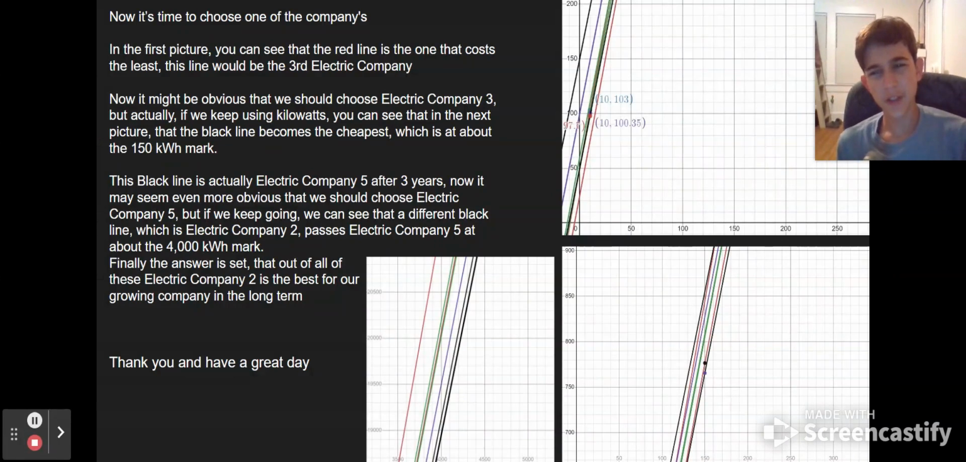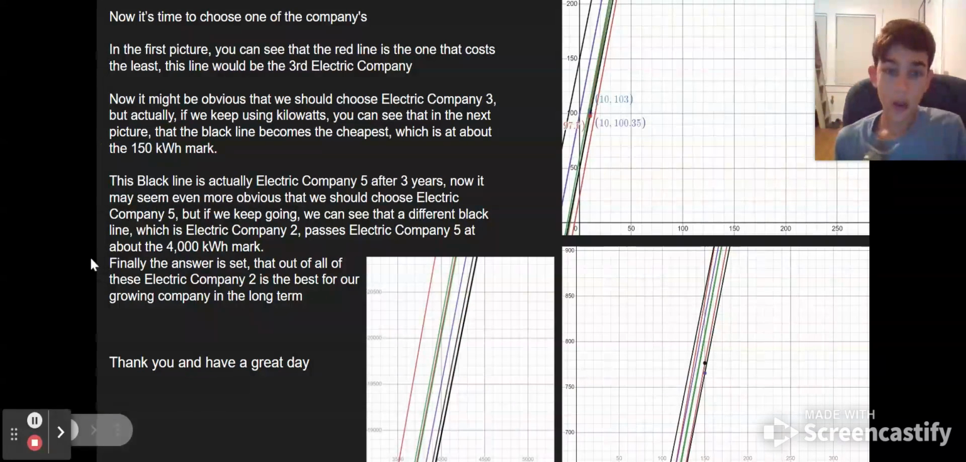Now it is kind of confusing that there's two black lines, but I can assure you that this black line way over here is electric company 5 after 3 years. And over here, this black line is electric company 2.